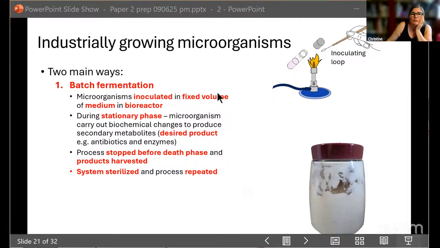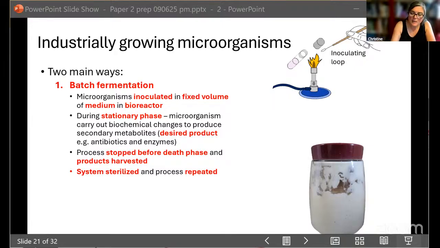Right, I'm going to move you away. And then going back to this stationary phase, so we can get that desired product, whether that's an antibiotic or whether it's an enzyme. Now, remember that I did mention, let me just find where this slide is. Where are you? There we go.